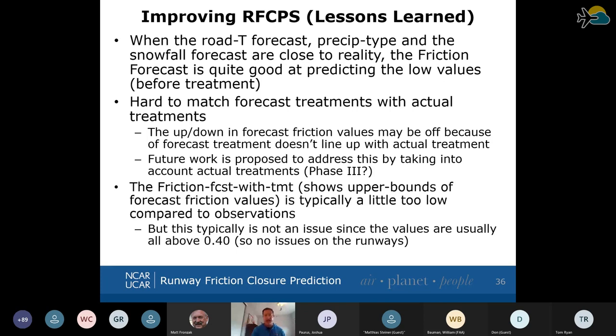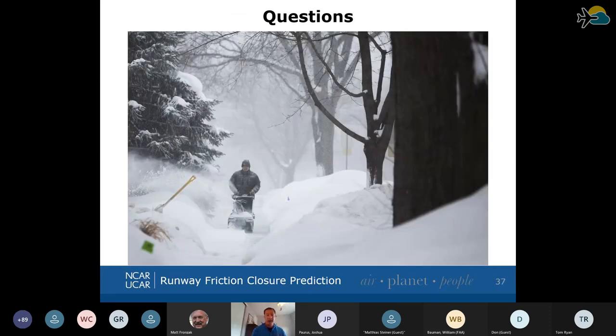We were going to work on that in phase three. And then ultimately, which doesn't matter as much, our friction values when there is treatment are typically not as high as the observations, not quite as much recovery, but they're usually in that range above 0.4. So it makes little difference because we show the recovery. And I think that's basically it. The last slide's just questions, and we can go over that later.